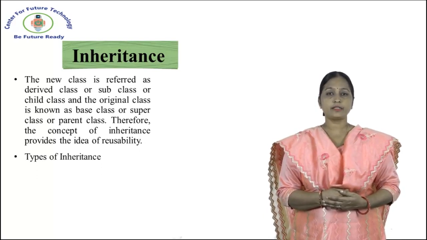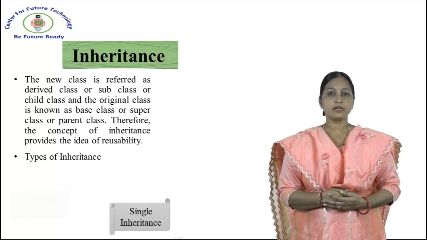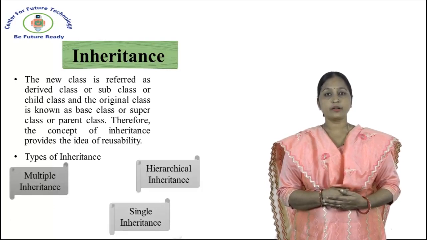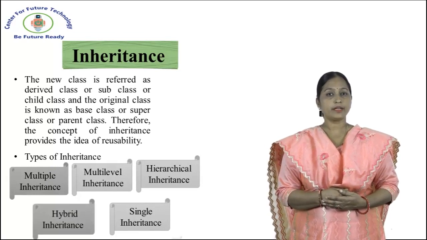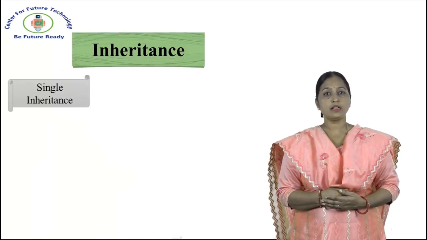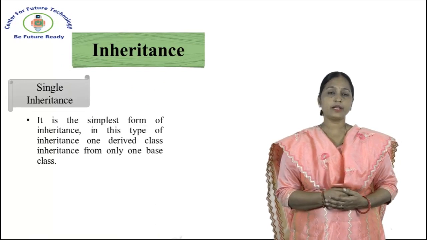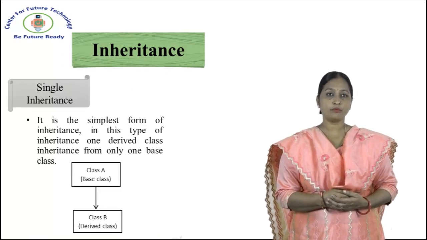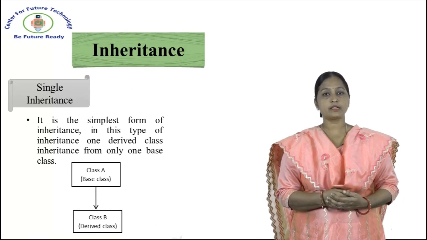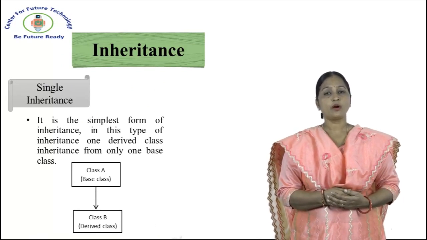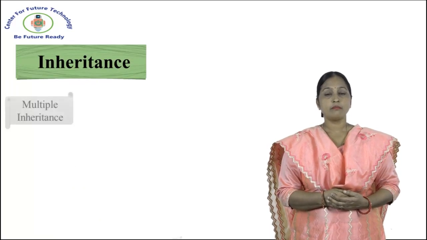Types of inheritance: single level inheritance, multi-level inheritance, hierarchical inheritance, hybrid, multiple inheritance. Single level inheritance. It is the simplest form of inheritance. In this type of inheritance, one derived class inherits from only one base class.